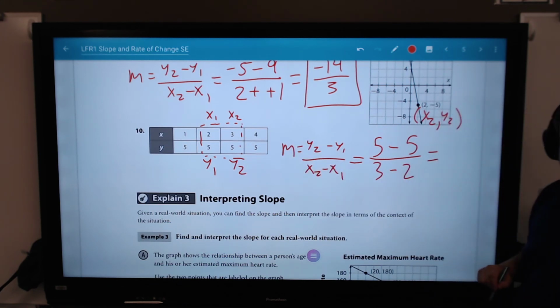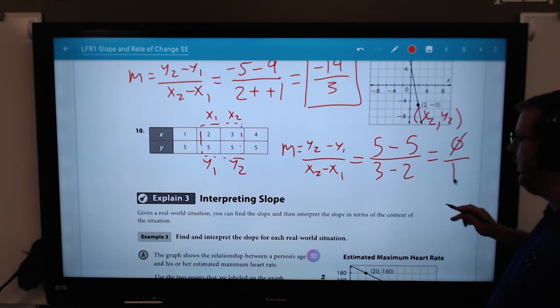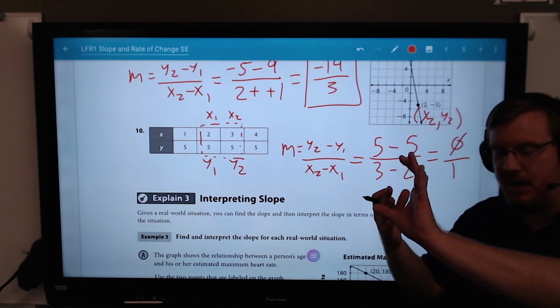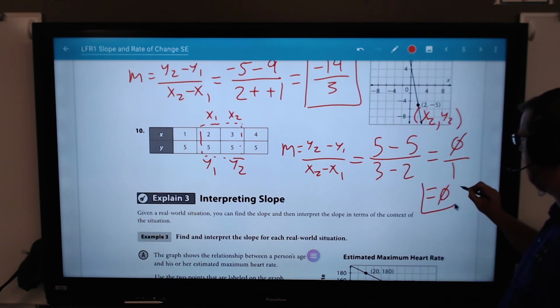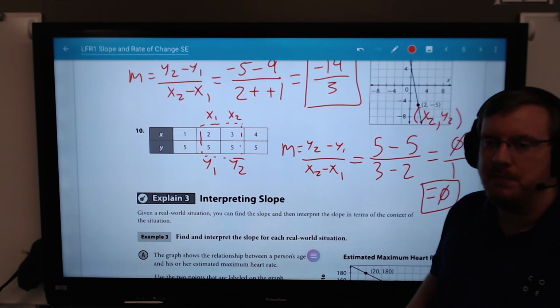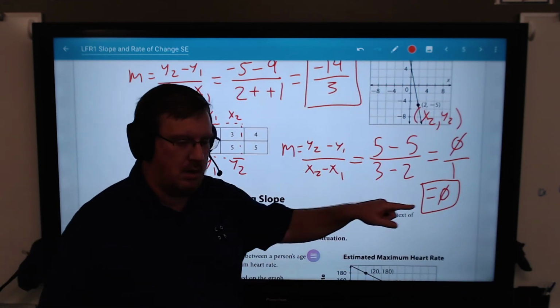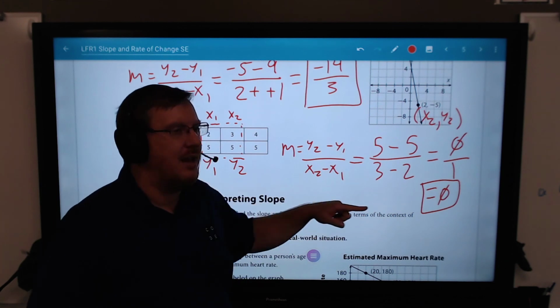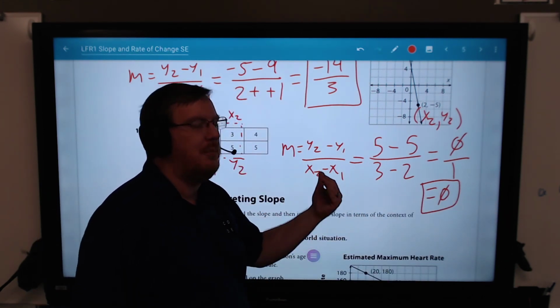On top, 5 minus 5, I do believe, is 0. 3 minus 2 is 1. And 0 on top divided by anything on bottom is 0. This is a 0 slope. In other words, we have no rise, but all run. We call that a horizontal line. This is going to be a horizontal line if you're not sure. So this slope is 0.